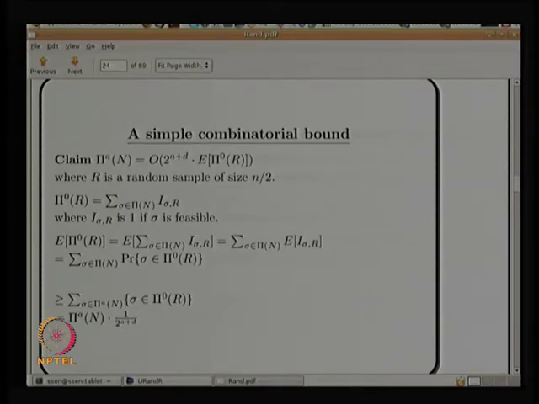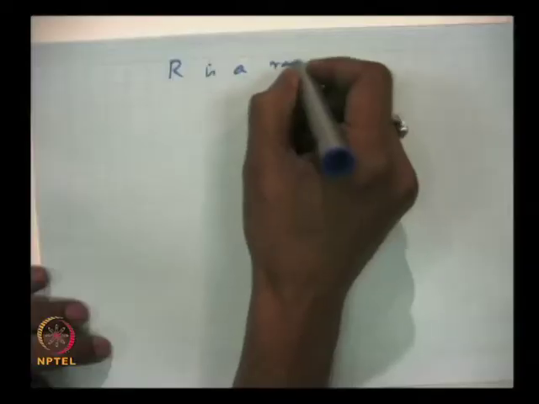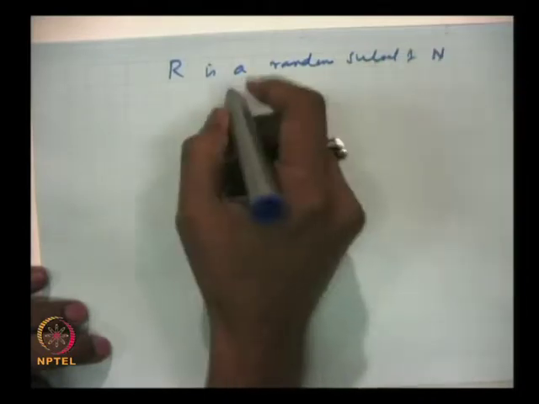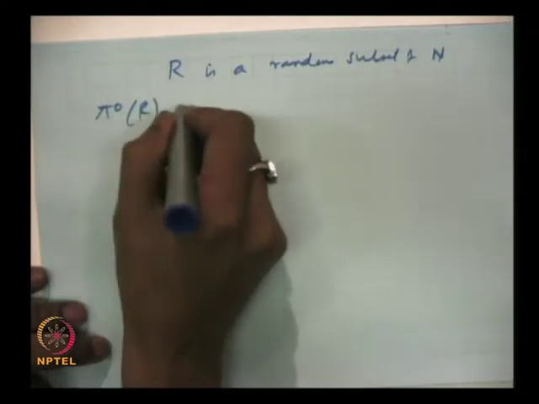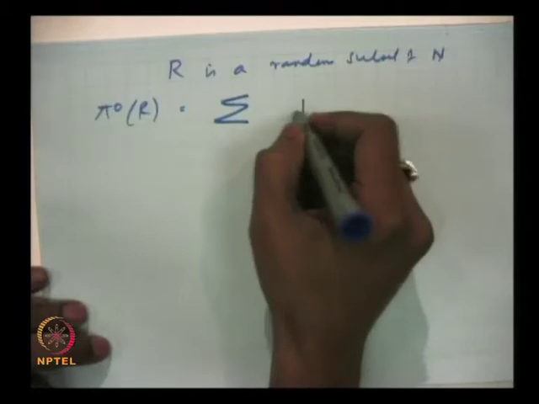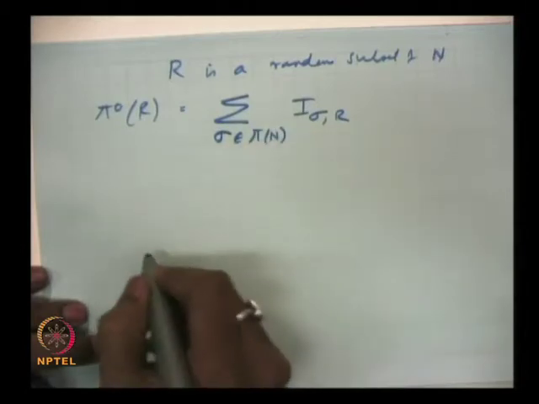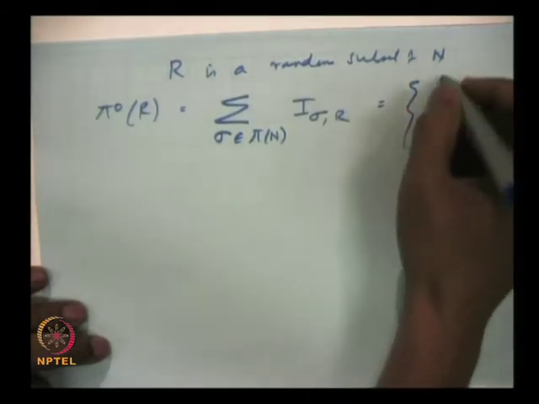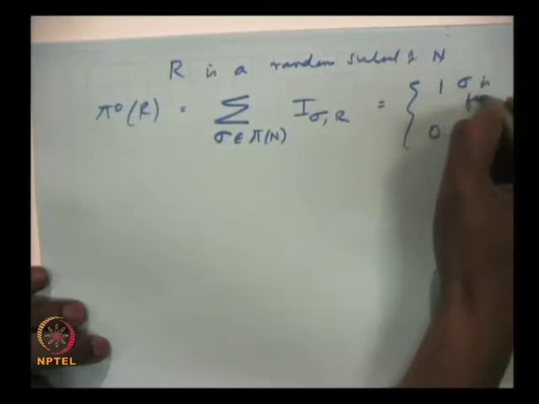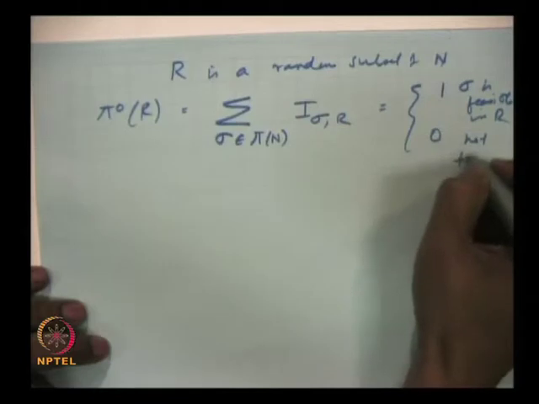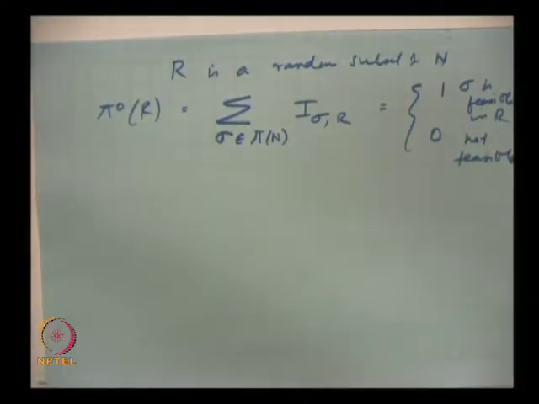describing pi 0 of R. R is a random sample, a random subset of n. So, what have I written? I have written pi 0 of R is the sum over sigma of I sigma of R, where sigma ranges over the set of all configurations of the n objects, and this I sigma of R is equal to 1 or 0 depending on whether sigma is feasible in R or not. If it is feasible in R, then we count that trapezoid. If it is not feasible, then we do not count that trapezoid. That is it, this is called an indicator function.